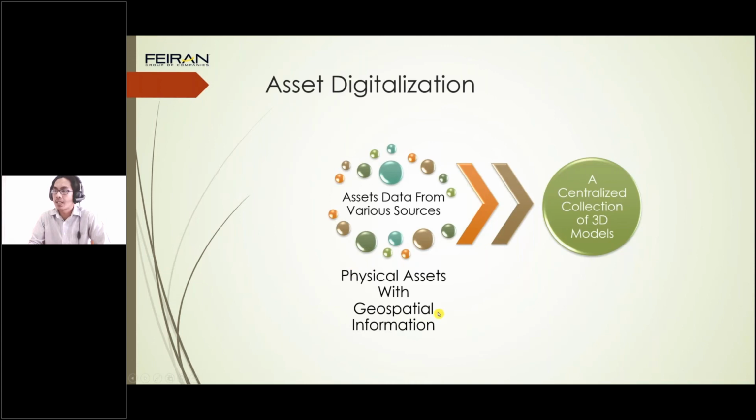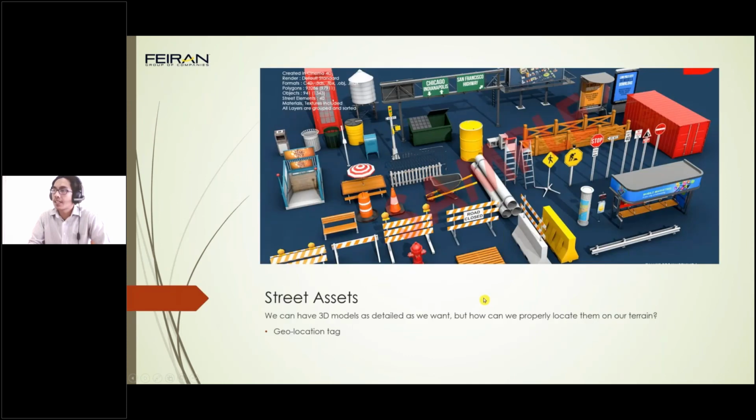By this process, we actually transform any physical assets with geospatial information. The geospatial information is still very highly relevant in this process. We need that coordinate system the most in this exercise. So we convert all the physical assets into digital assets with georeferenced positions. The assets we are referring to here are the street assets or street furniture. We can have 3D assets as detailed as we want, but how we properly locate them on our terrain is the most important criterion.